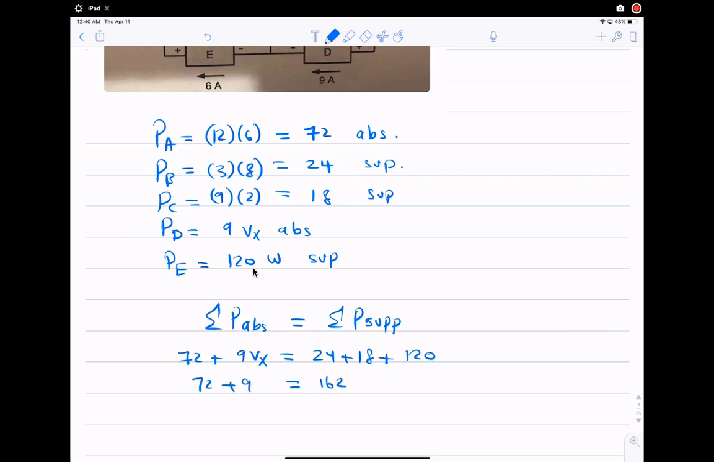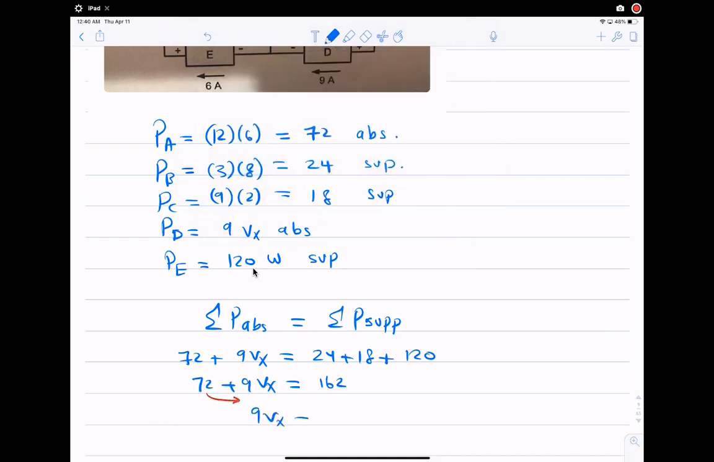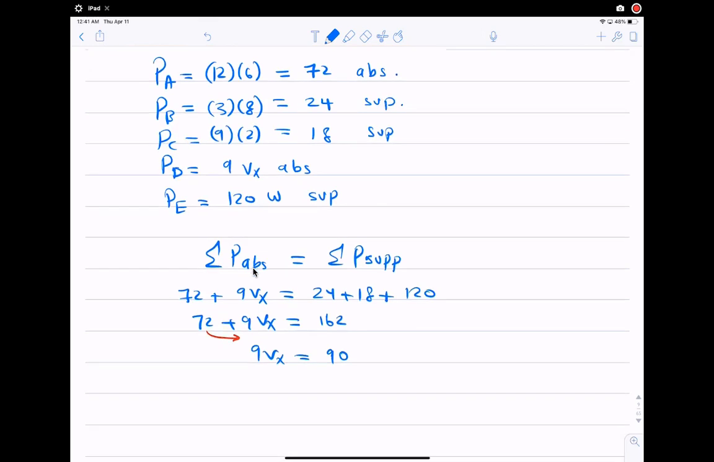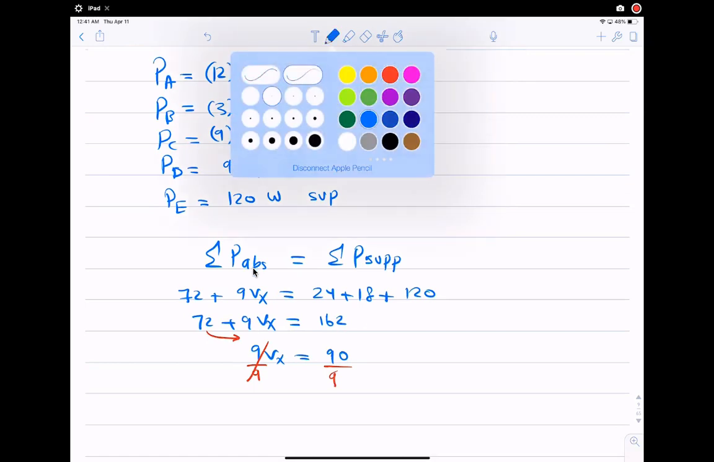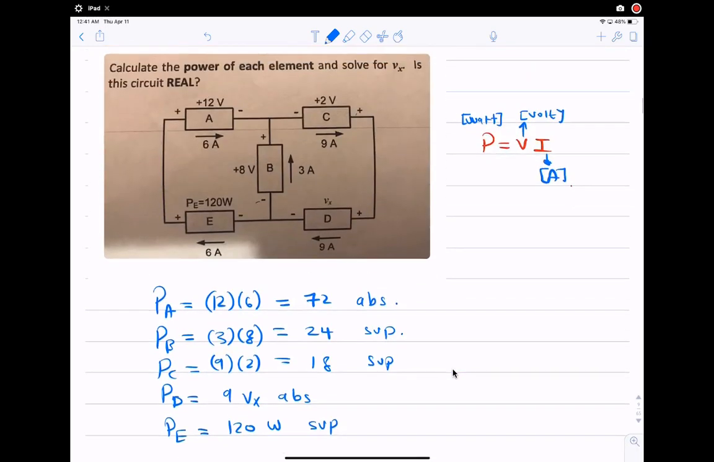I'm gonna solve this equation. This is an equation, so I'm gonna solve it. I'm gonna move the 72 to the other side. 9Vx equals 162 minus 72, which is 90, and then I'm gonna divide over 9. So Vx equals 10 volt, and since the Vx is positive, that means the Vx polarity is correct.